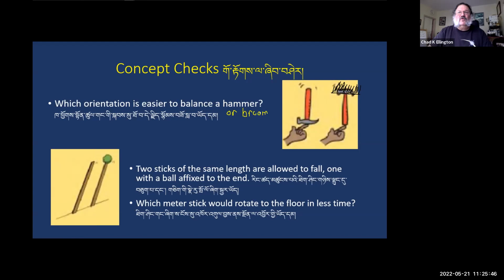So then the question at the bottom is if we have two sticks of equal length allowed to fall, but one of them has a mass attached to the end, like a ball, which meter stick will fall to the floor first?